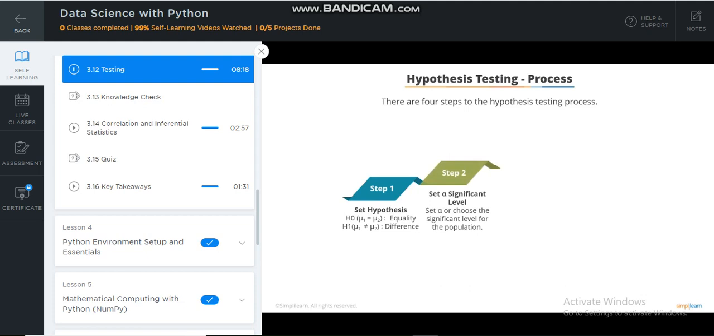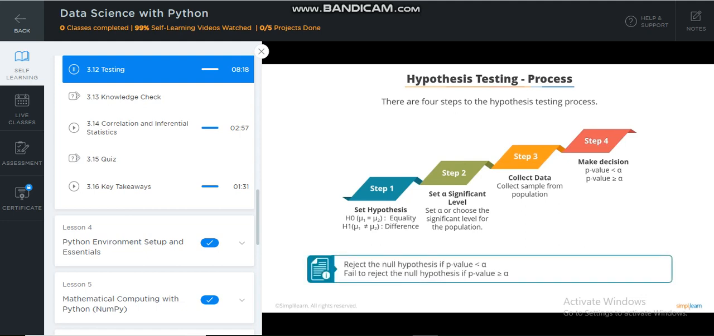The next step is to set alpha, or choose the significance level for the population. The third step is to collect the sample from the population, which represents the characteristics of the population. The final step is to compare the p-value and alpha. You reject the null hypothesis if the p-value is less than alpha, and fail to reject the null hypothesis if the p-value is greater than or equal to alpha.